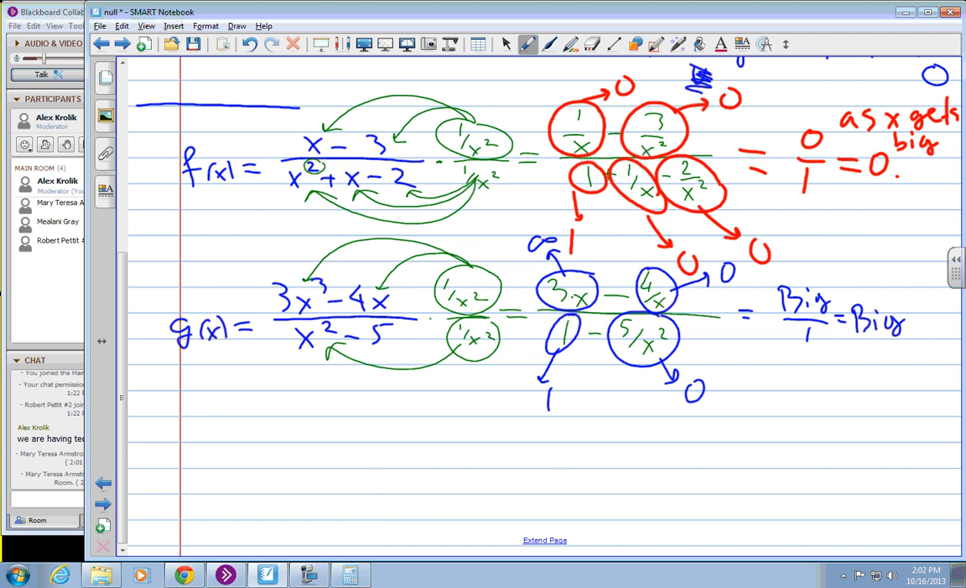Well, either way, as x goes to infinity, it will go to infinity. As x goes to negative infinity, it will go to negative infinity. So it flies out. It's not going to even out around some number. It's just going to go high and low. So no horizontal asymptote. Because again, for the horizontal asymptote, we're looking.